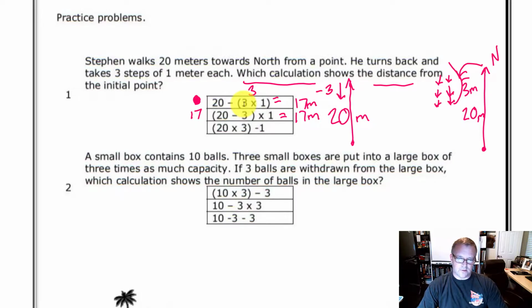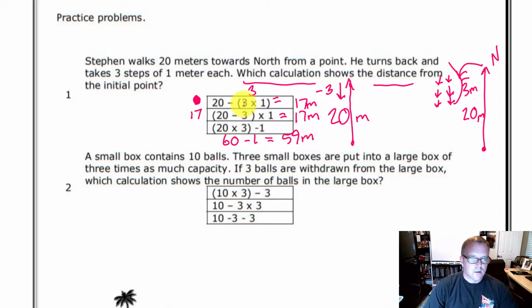This answer here, okay, let's do parentheses. 20 times 3 is 60. And then I would subtract 1, and that would equal 59. So this is the only one in this set of equations, or expressions, I'm sorry, since they didn't have equal signs. 60 minus 1 equals 59 meters. Okay, so that one would be totally wrong. But if you chose either of these 2, according to their question, you would still be right.